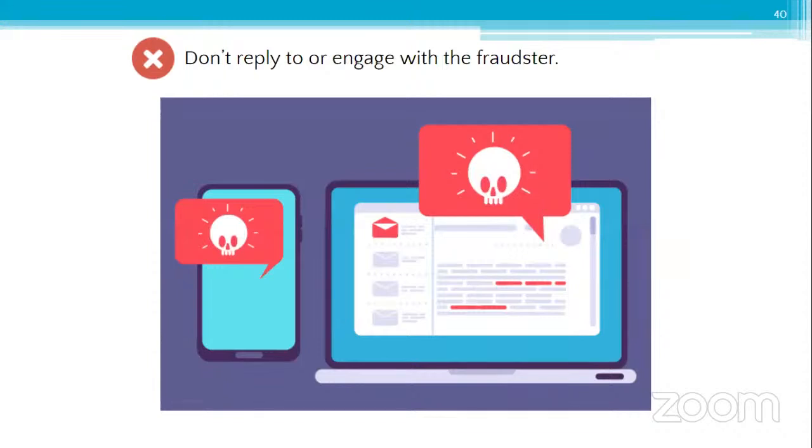Don't reply to or engage with the fraudster. That is what we have been looking at. Those are the tips, the do's and the don'ts which we put up earlier on. These are images that can help you remember, in case you are looking at the presentation, then you will realize.